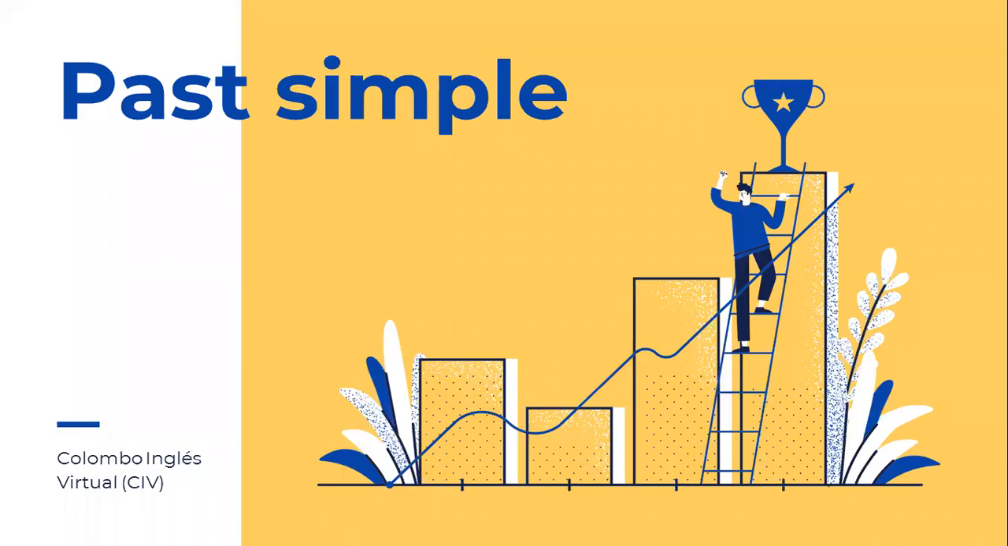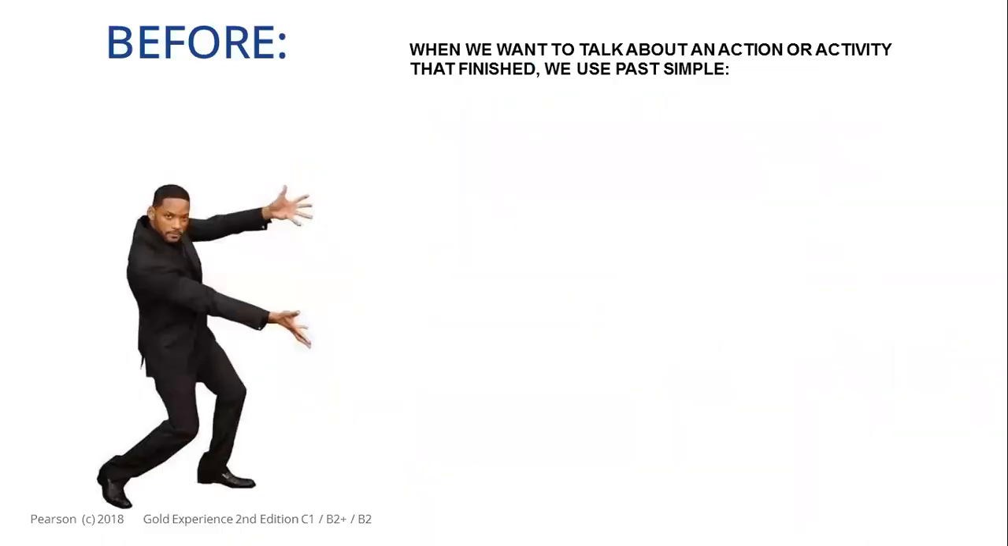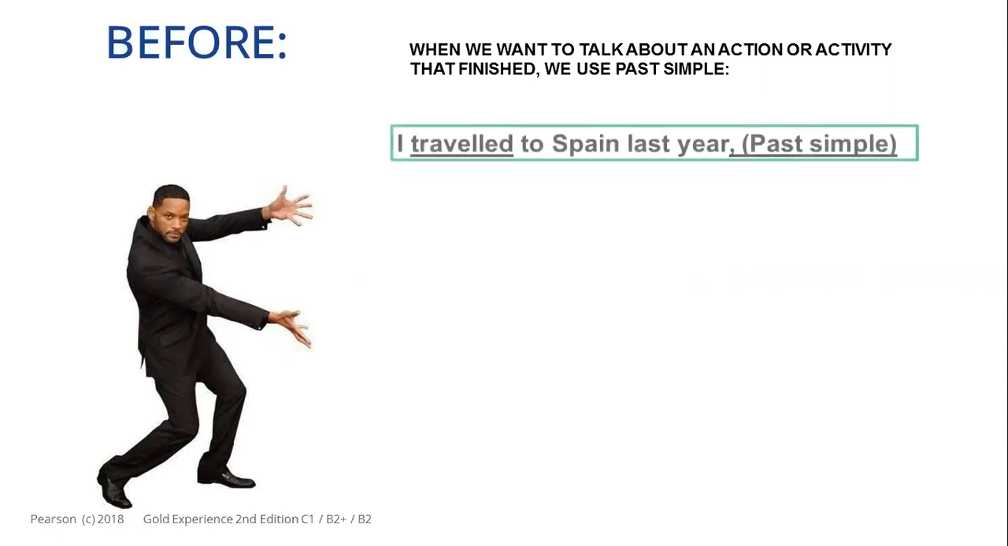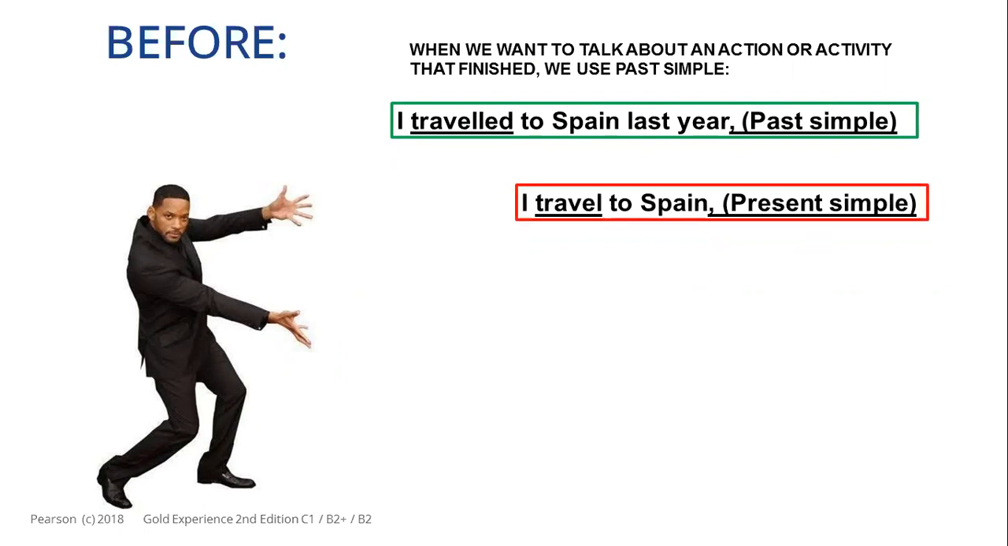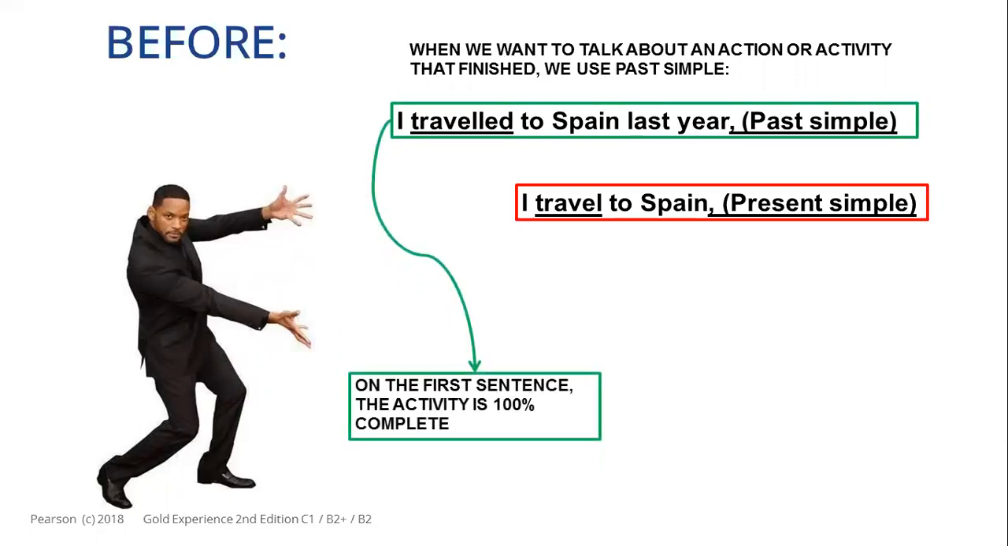Past simple. When we want to talk about an action or activity that is finished, we use past simple. For example, I traveled to Spain last year. That is past simple, as you can see in the verb. And we have a second sentence, the same sentence, but now in present simple: I travel to Spain. Now, take a look at the graphics.